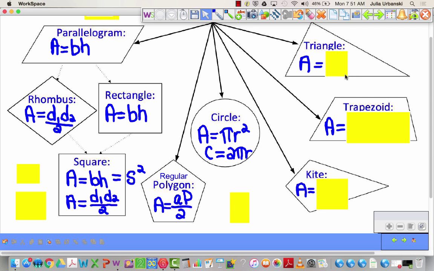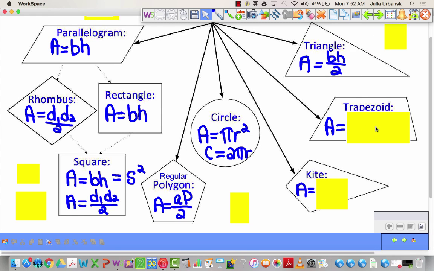Triangle. Apothem times perimeter. Little a times big P. Apothem times perimeter. Triangle, come on, you guys, you know this one. Thank you. Base times height divided by 2.